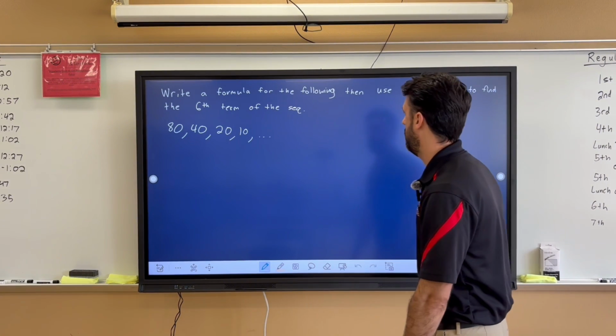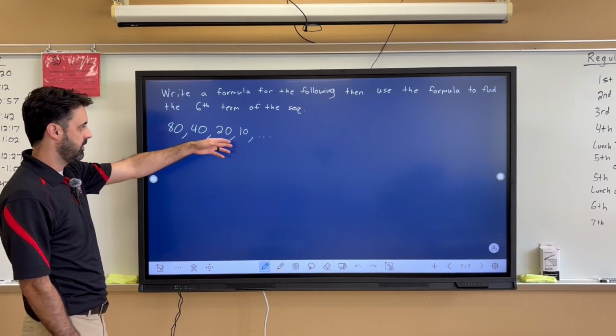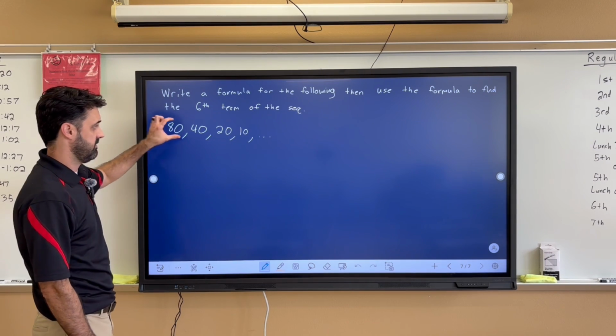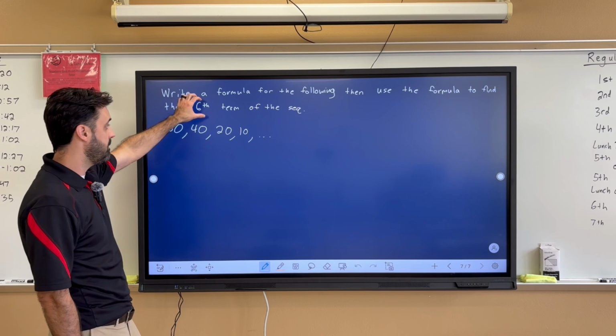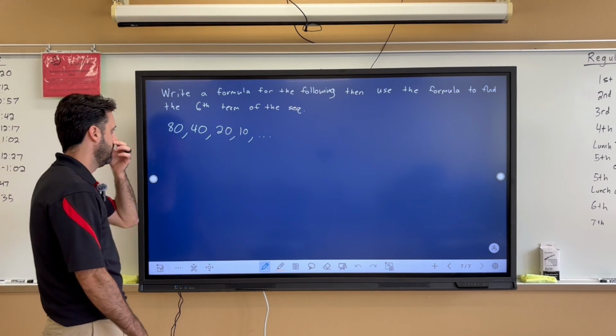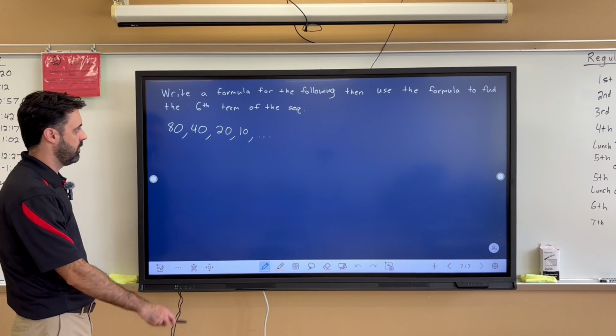All right, next question. Write a formula for the following, then use the formula to find the 6th term. So we already have 4. So it would be super easy to just keep going and list out the 6th term. But again, I want to show you guys how we would do this if those numbers get bigger, if it was further on down the line, and we don't want to have to list out a bunch of terms.